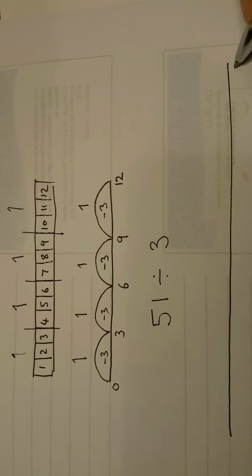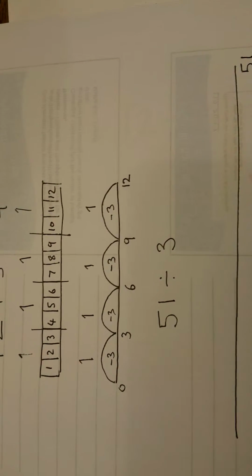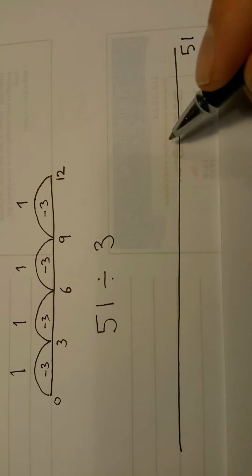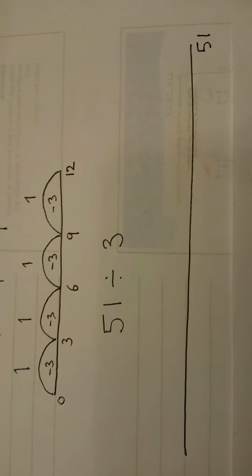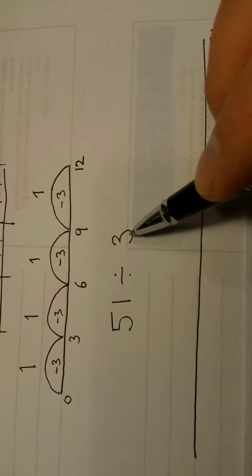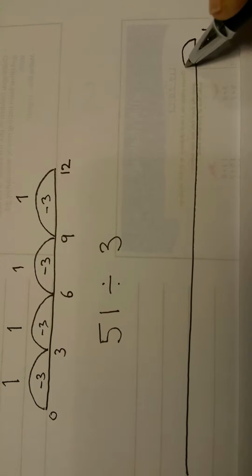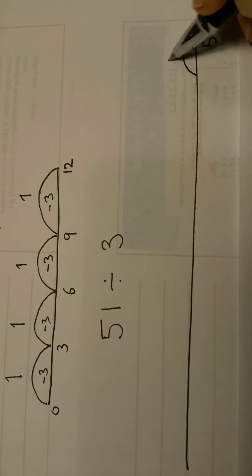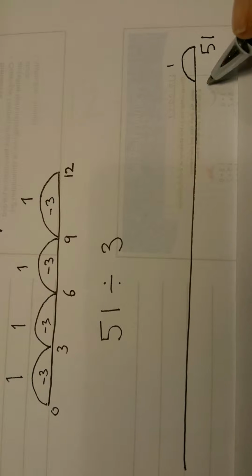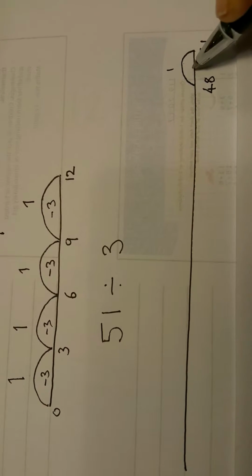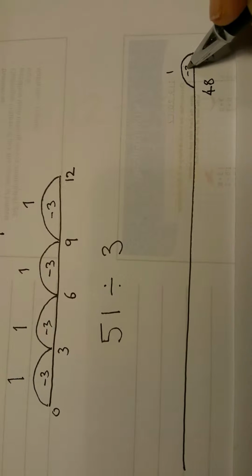So I'm going to put here 51. And I'm going to start taking lots of 3 out. Remember, it's 3 because I'm dividing by 3. And I want to know how many lots of 3 I can get from my 51. So let's go for 1 lot of 3. So that takes me to 48. And I can write a minus 3 here.